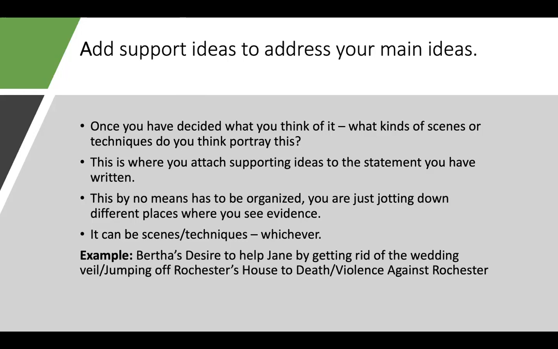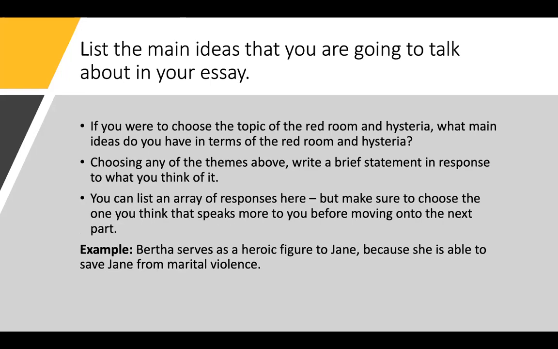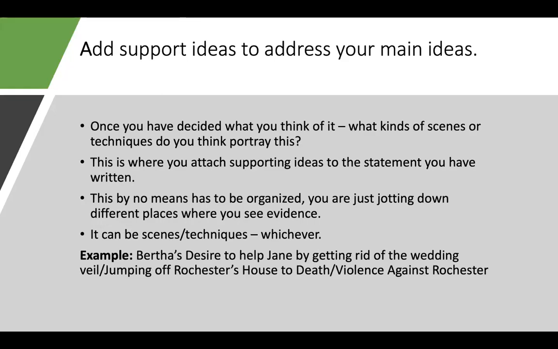So this is where you're jotting down ideas like, okay, why do I think Bertha is a heroic figure? Why do I think Jane suffers from marital violence? You're jotting down all the ideas that you think you've seen in the text. So I put examples like Bertha's desire to help Jane by getting rid of the wedding veil, and Bertha jumping off Rochester's house to death. What could death mean? Or violence against Rochester.